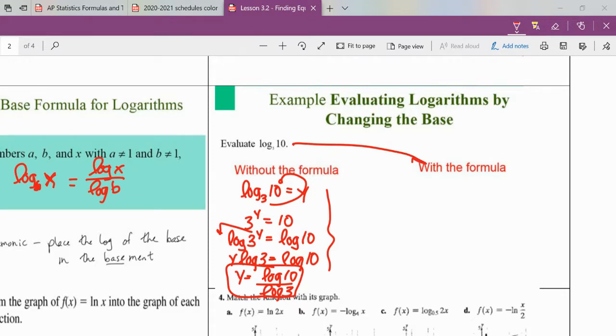So if you saw this, you see, oh, the 10 is a little higher than the 3, so you just write this as log 10 over log 3. And again, I always choose to use 10 as the base here because it's just easier. And then you type that in your calculator to get your answer, which would be a little over 2.